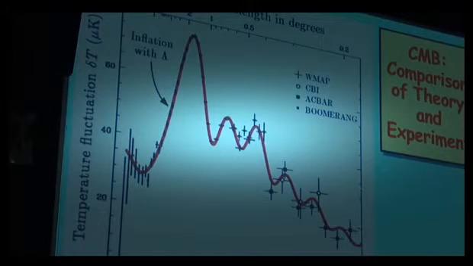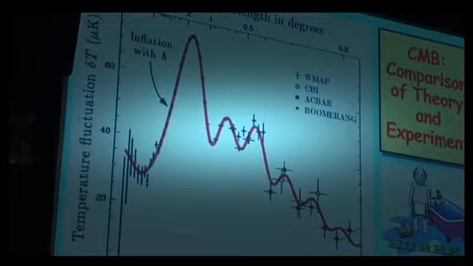The most impressive part is on this first peak, where those little dots with their error bars show an absolutely gorgeous fit between the experimental data and the red curve, which is what you predict based on inflation, including lambda. Lambda means including dark energy, excuse me. Lambda is a stand-in for dark energy. So this is a fantastic graph.